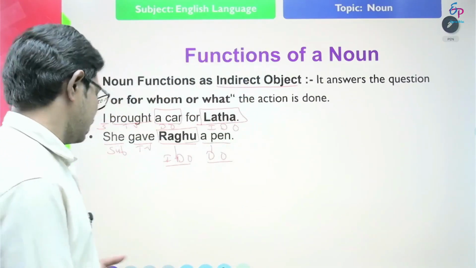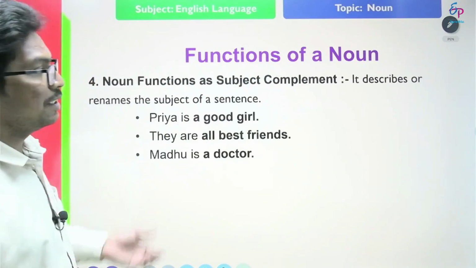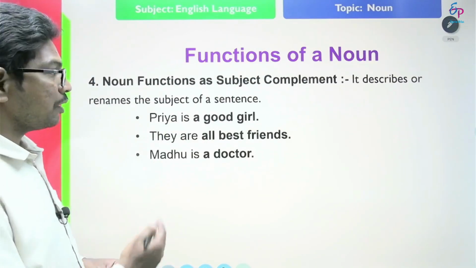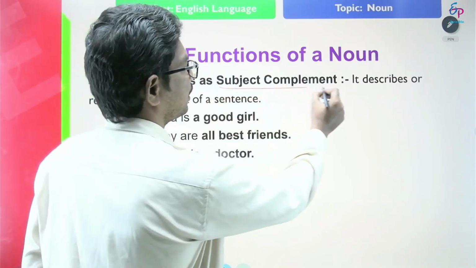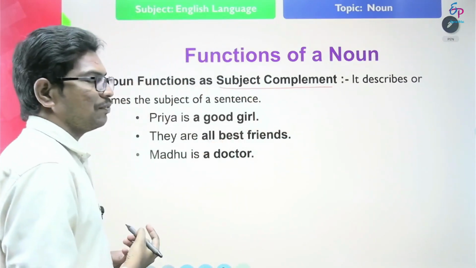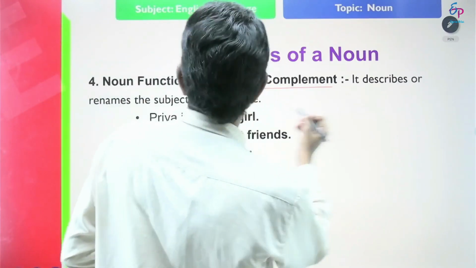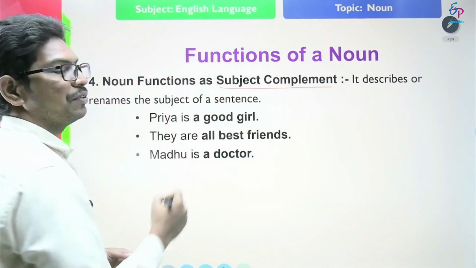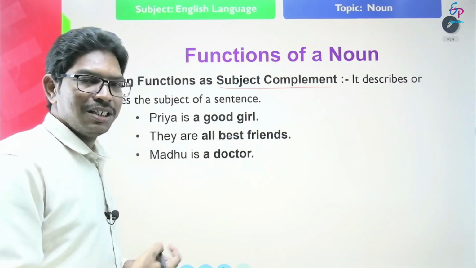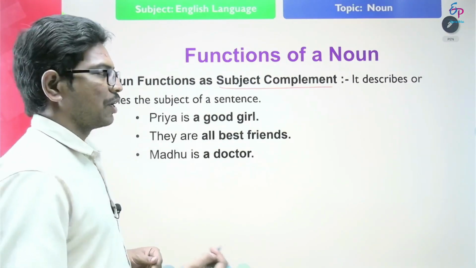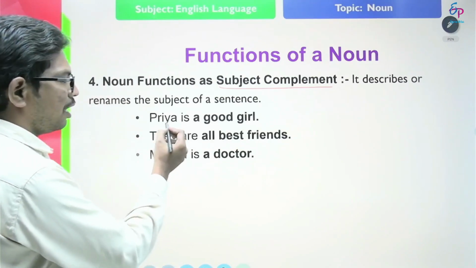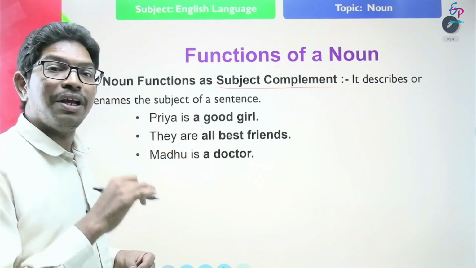Next, let us discuss how a noun functions as a subject complement. What is a subject complement? The meaning is in the name itself: subject complement. That means it describes or renames the subject of a sentence. Look at the example: Priya is a good girl.